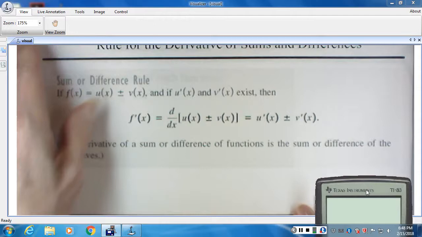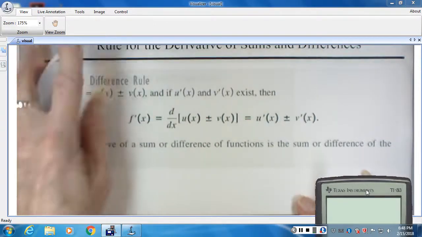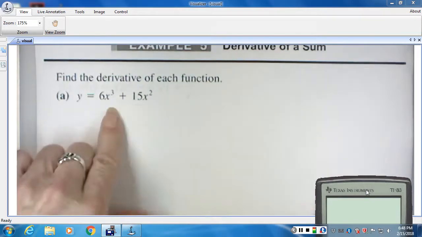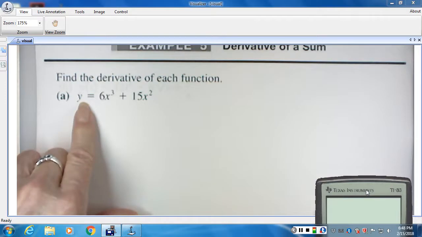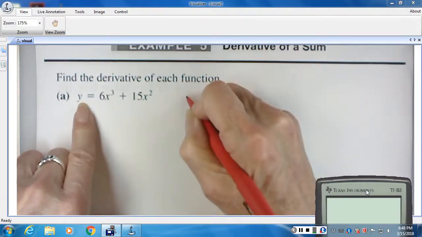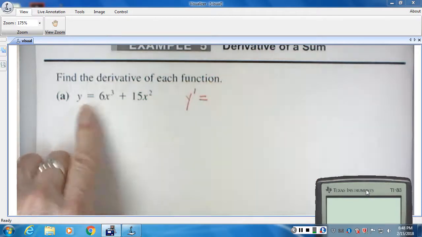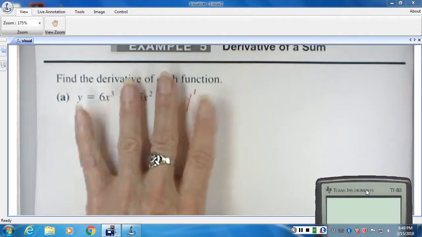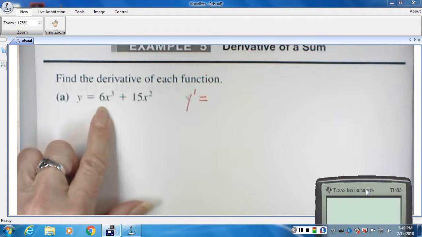So the first thing we're going to do is just look at an example so you see how this works, and you'll see that it really isn't hard at all. This one has 2 terms. I need to find the derivative of y. That means I need to find either dy dx or y prime. And initially I'm going to ignore that second term. I'm only going to look at 6x to the third. What's the derivative of 6x to the third?